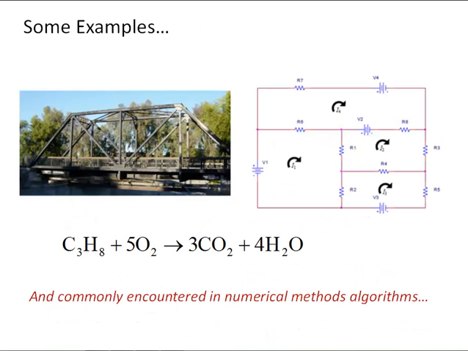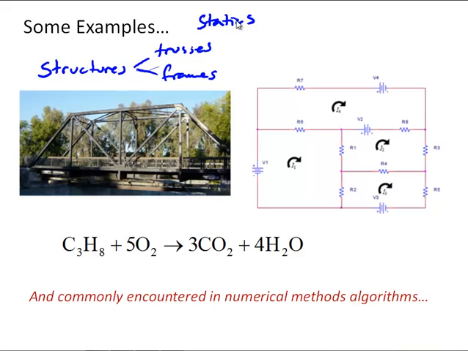So let's look at some examples of linear systems. One place we commonly see them is in structure analysis, both trusses and frames. You might remember this in statics, if you took statics. Here's a bridge truss here. Another place we see them is in circuit analysis, where applying Kirchhoff's laws, we end up with a linear system of equations for these 4 currents in this electric circuit.